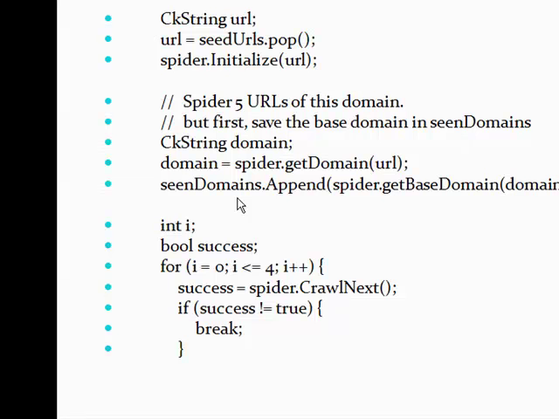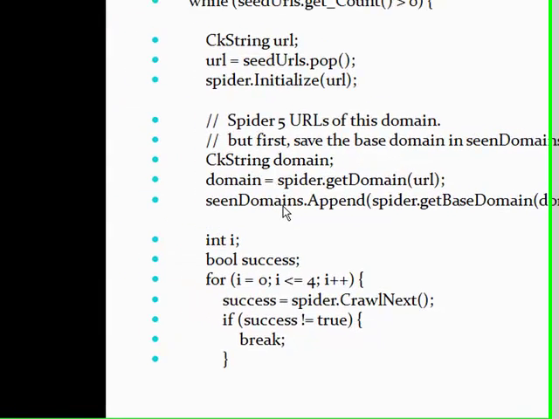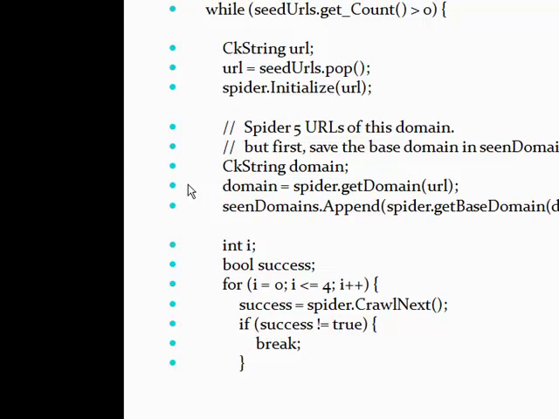Now this is the boolean function CrawlNext. It crawls the next URL in the internal list of unspidered URLs. The URL is moved from the unspidered list to the spidered list. Any new links within the same domain and not yet spidered are added to the unspidered list. Now there is an if condition. If success is not equal to true, it breaks the loop.